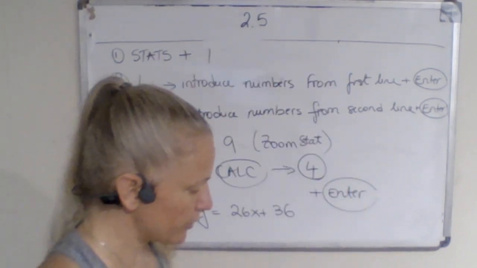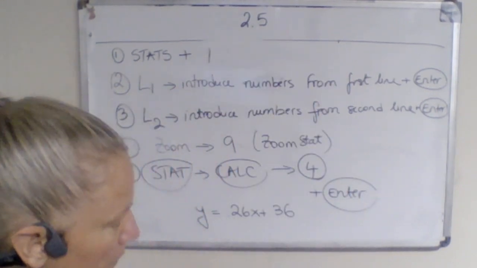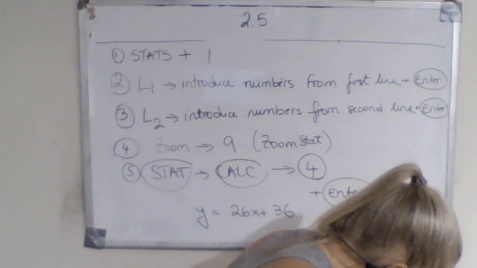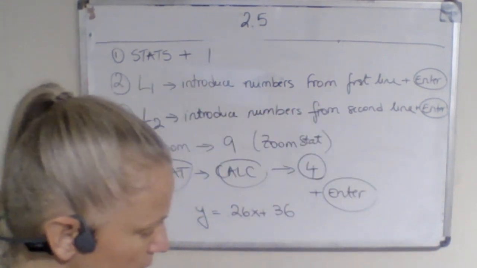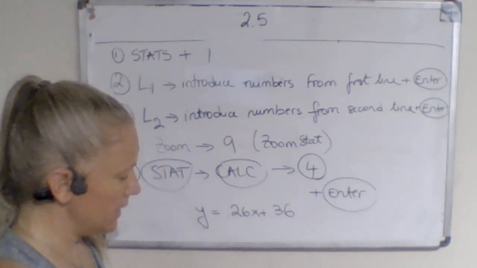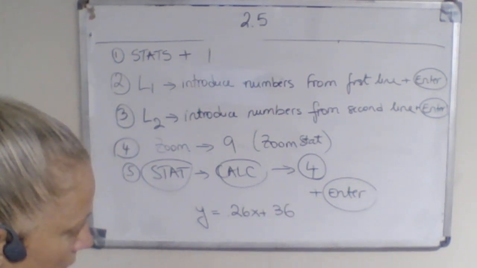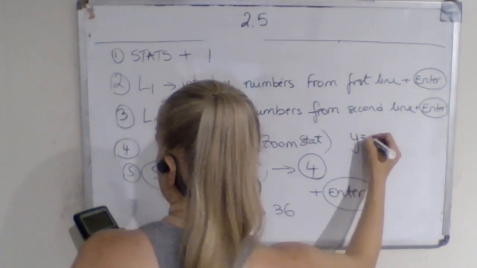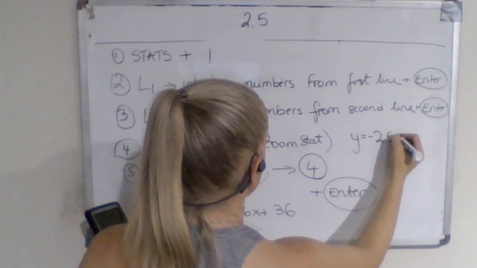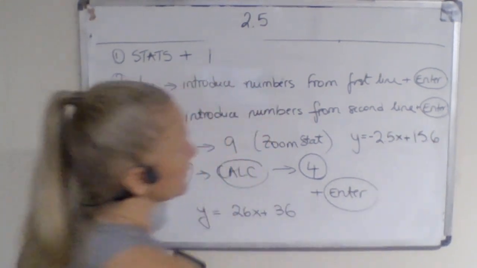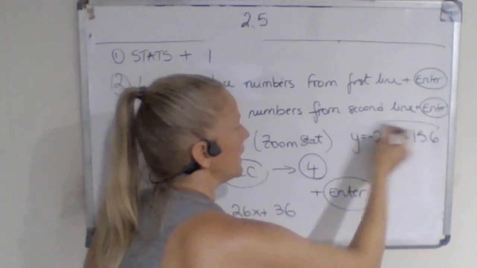It's clearly a negative correlation. I look at it, I see it. I want the line from it. They're asking us what is the line. So I'm going to go ahead and do stat over to calc number 4. This is where we are. Hit enter. And my line is y equals negative 2.5x plus 15.6. Right? I got the best fitting line.